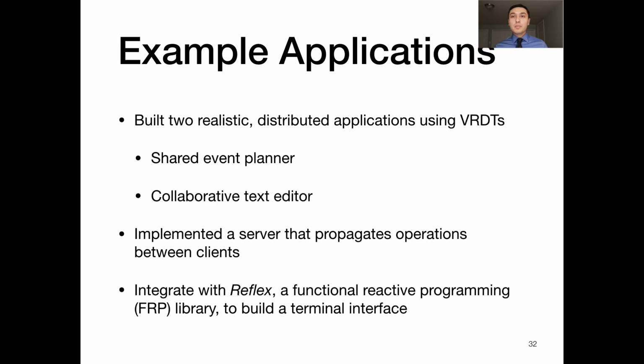The first is a shared event planner, which uses the event data type that we previously saw. The second is a collaborative text editor. We also implemented a server that propagates operations between all of the clients. Our implementation also integrates with Reflex, an FRP or functional reactive programming library, to build a terminal interface. Every time an operation arrives, the interface updates automatically, so VRDTs and FRP interact really nicely. Yiyun and I will now demonstrate our example distributed applications.